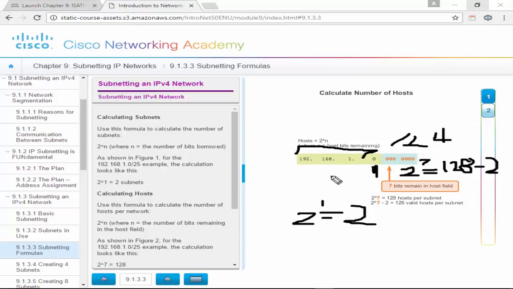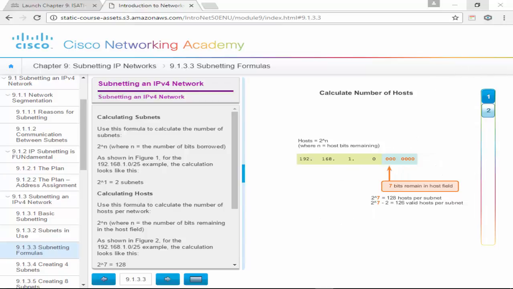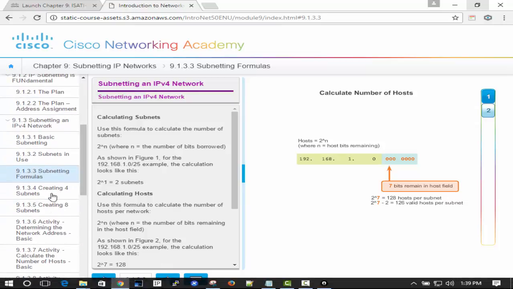192.168.1.0 and 192.168.2.0, we have 2 networks. That's what this is telling us. And I think that's what they're showing on the next one. 1 bit, 2 subnets. Okay, 7 host bits, 128 hosts, 126 host addresses we can assign.